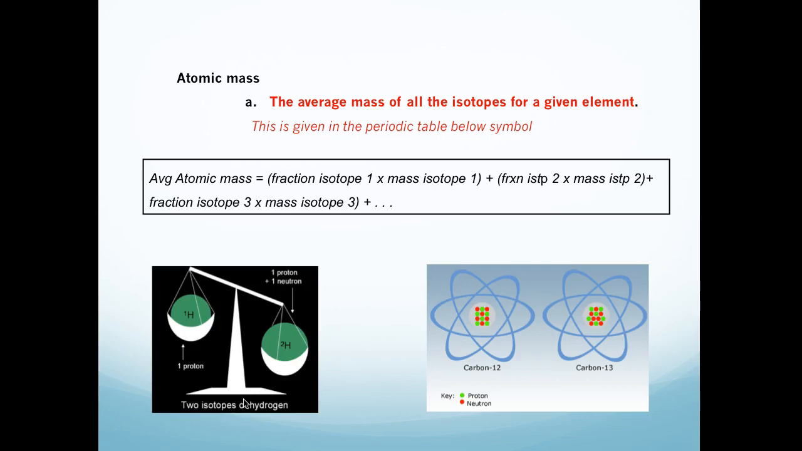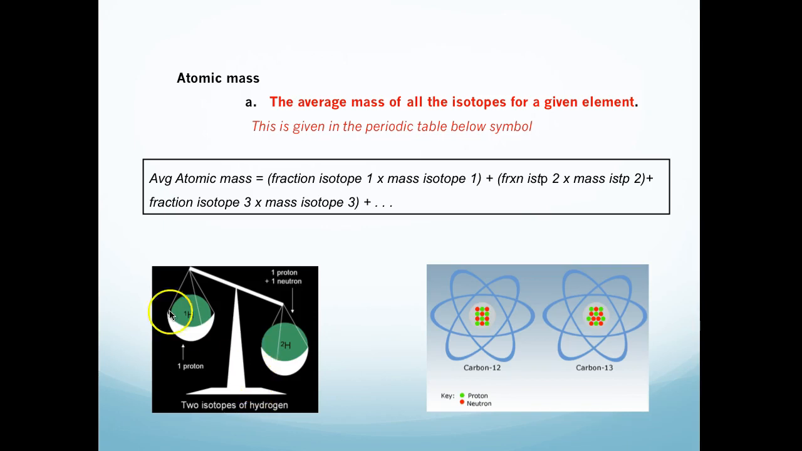So it's going to be a weighted average mass. If we think about different elements such as carbon, carbon has 2 isotopes. We have carbon-12 that will make up 99% of all of the carbon we have, but that 1% is carbon-13, so it's actually going to be a weighted mass.